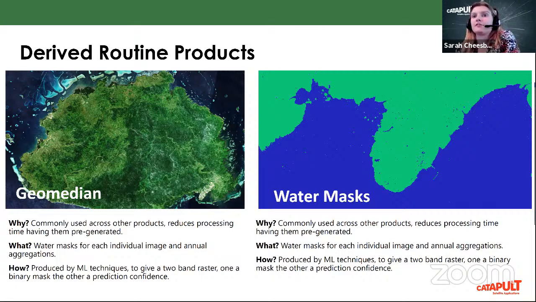As well as for every individual image, we're also doing it for annual aggregations, because we found it's quite common that users want to run one of our products for a year. So if they can take that annual water mask, then that again reduces the processing time. And a similar concept applies for the geomedians.